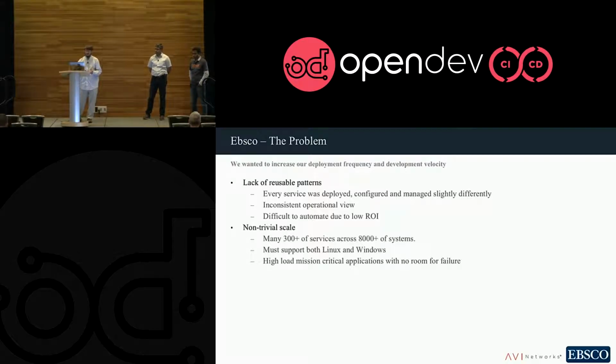And we had to solve this at a non-trivial scale. So we were talking about around 300 developed services, around 8,000 different systems. We had to support both Windows and Linux. And really the things that we were targeting, since we wanted to deliver value to our customers quickly, were our mission critical, really high volume systems. So there wasn't much room for failure here.